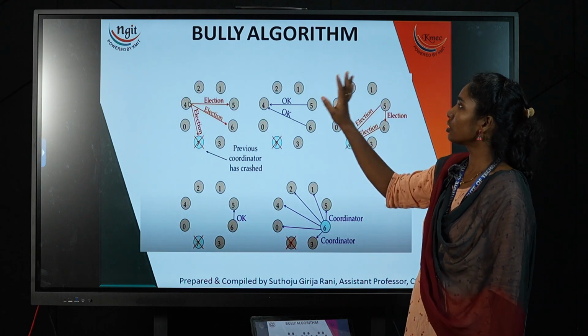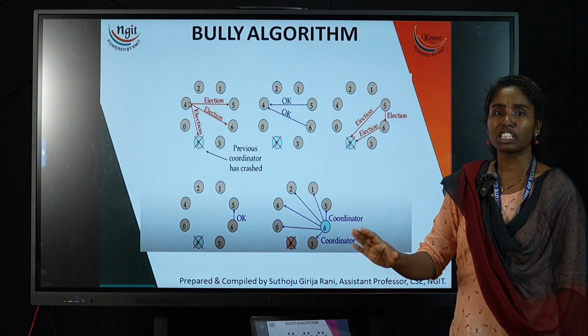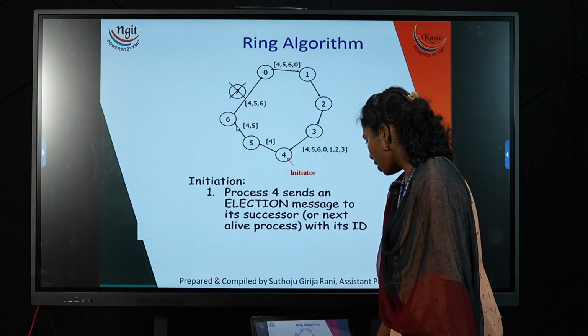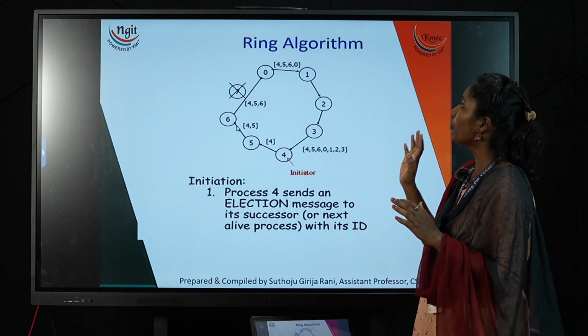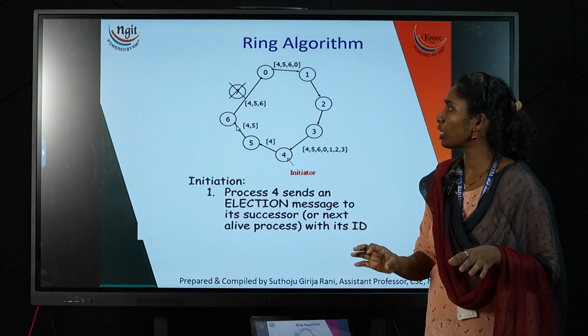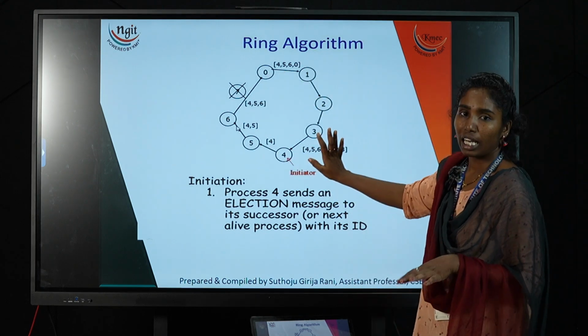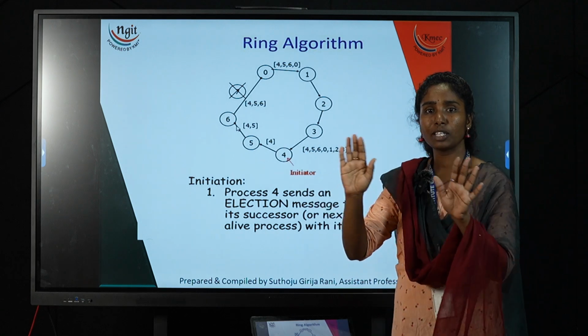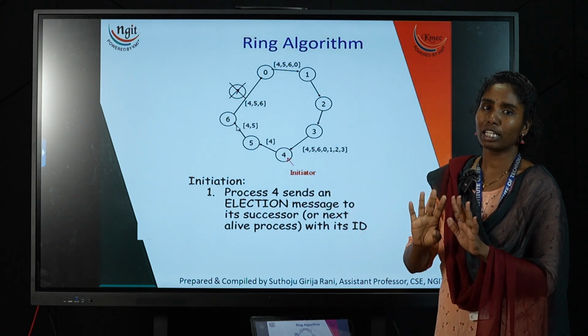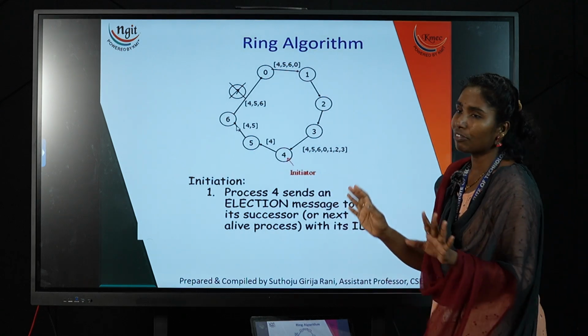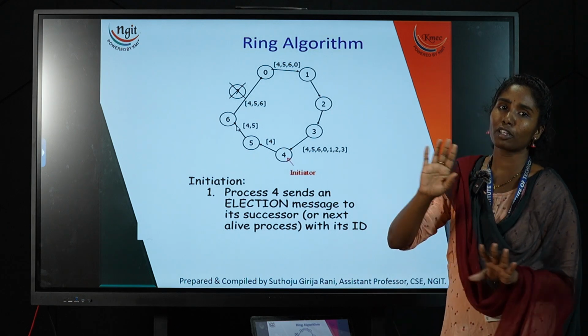So this is the process of election in the Bully algorithm, right? Now coming to the ring algorithm, it is a very simple one. See, every process in the network will be arranged in a ring format. So we know ring topology, right? In the ring format, we will be arranging all the processes.